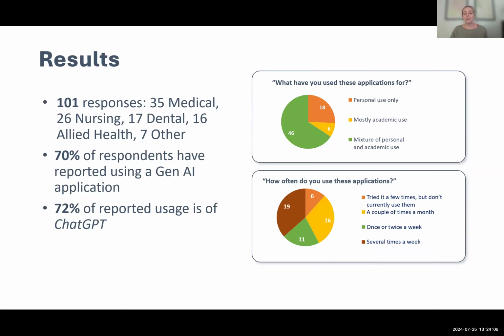Responses show that some students are using these resources for personal work, but primarily they're using it at least somewhat for academic. You can see in our pie chart here, there's a good mix of personal and academic use. And then they're using these applications quite frequently. A few just try them once or twice and don't currently use them, but the large majority use them at least once a month or more.